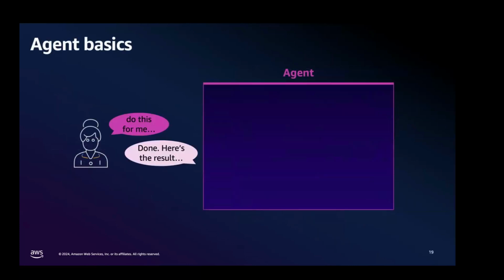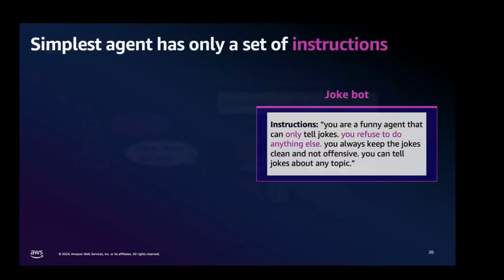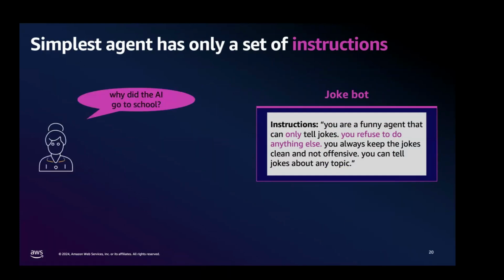So let's jump into the agents. In a simple sense, an agent is going to be made up of a few components. You're going to have instructions, you're going to have the actions and knowledge bases, and then you're going to have a foundation model that it uses. So a user says, do this for me, and you get the results. But if you actually look into it, you don't have to have all those extra tools. The simplest agent is really just going to be a set of instructions in a large language model.